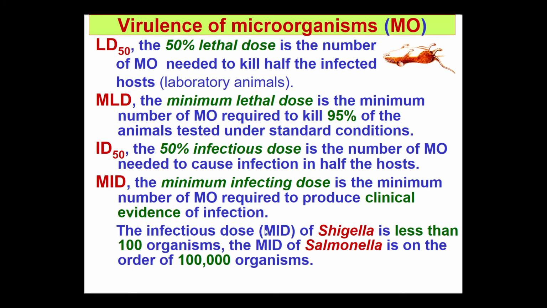Which organism is more virulent, Shigella or Salmonella? Of course, Shigella, because the dose of Shigella that guarantees causing disease in the host is only 100 cells, while in case of inoculation of Salmonella, we need to inoculate 100,000 organisms. It means the virulence of Shigella is 1,000 times higher than the virulence of Salmonella.